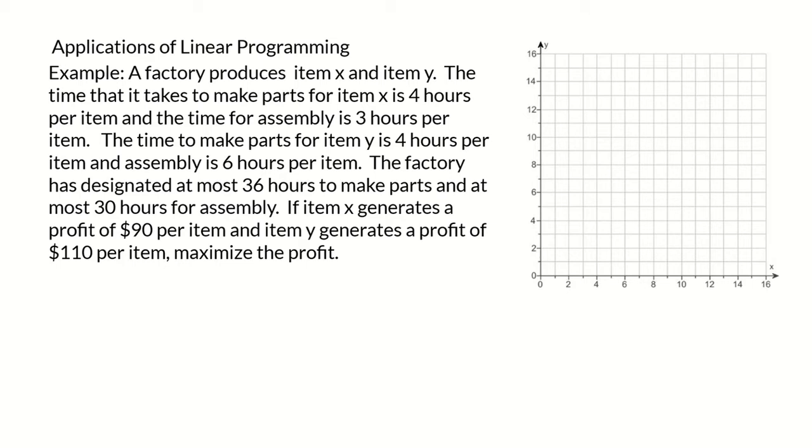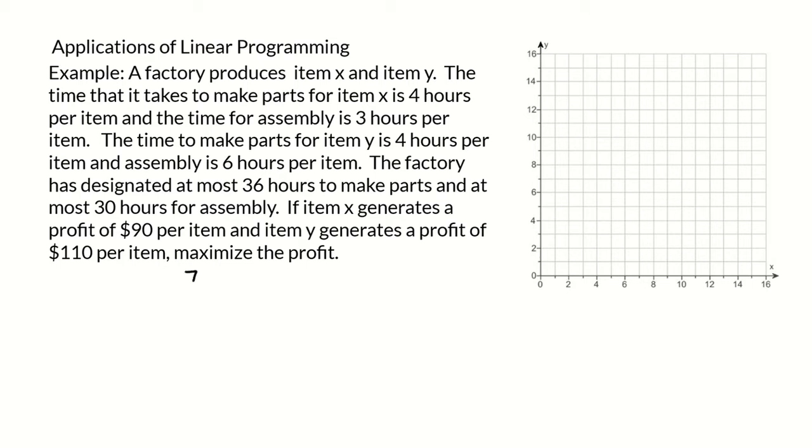for assembly. If item X generates profit of $90 per item and Y generates a profit of $110 per item, maximize the profit. So since we're trying to maximize the profit function here is the equation that will be optimized. So that is our Z equation for the linear programming problem.